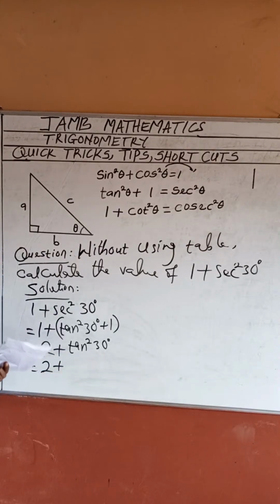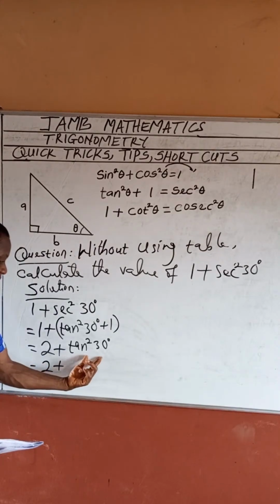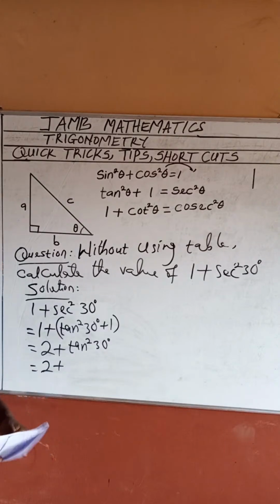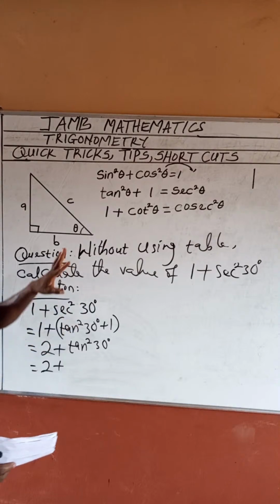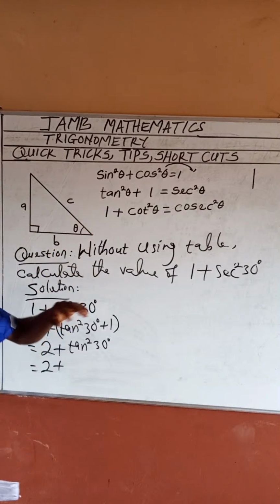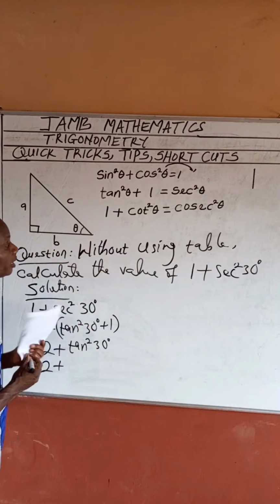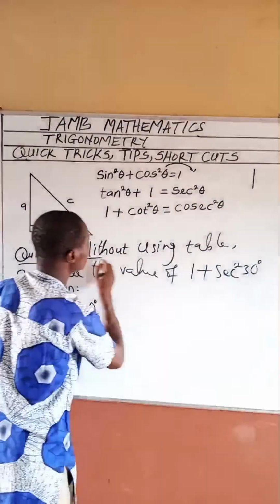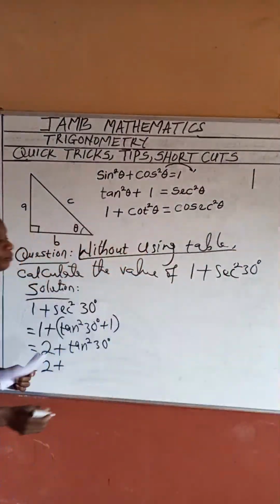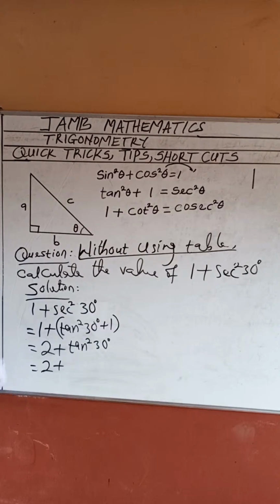What is tan 30? Who can give us tan 30 in the chat box? Who will help us with tan 30 using the special angles? Remember we are dealing without table, without using table. So what is tan 30?